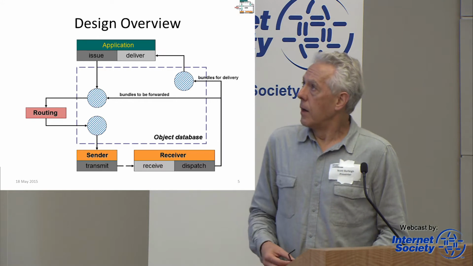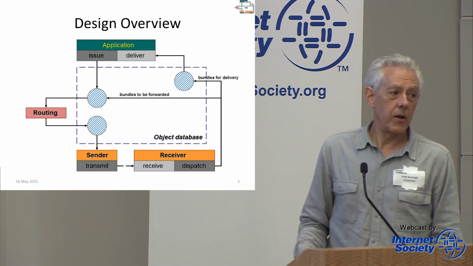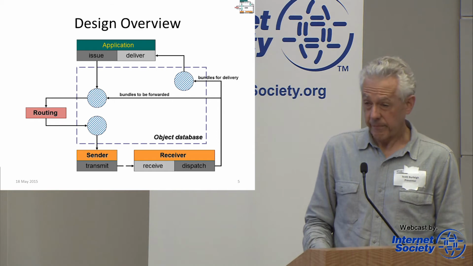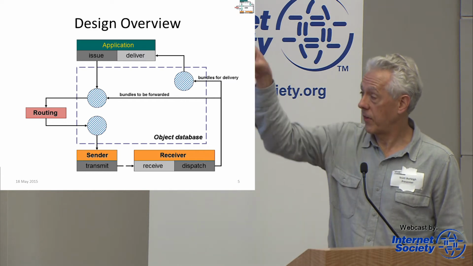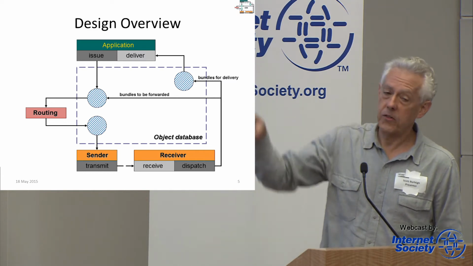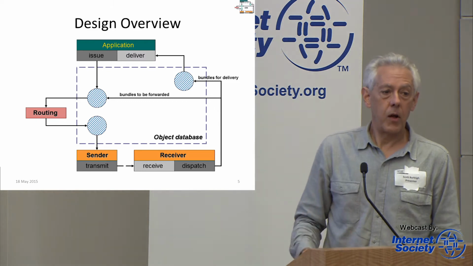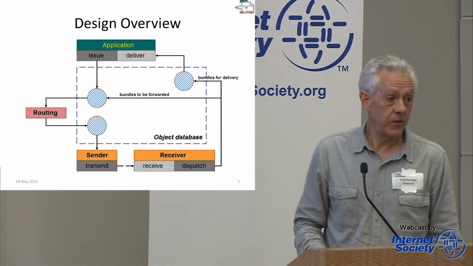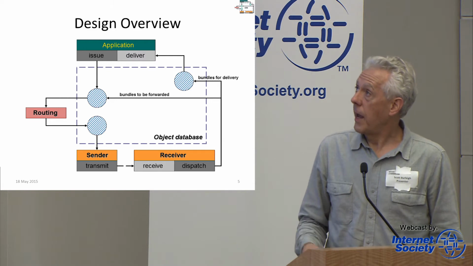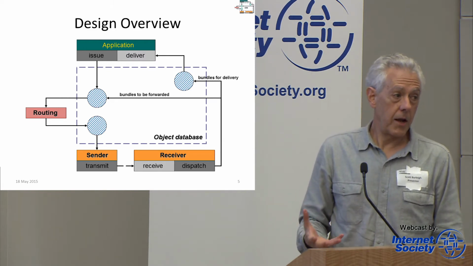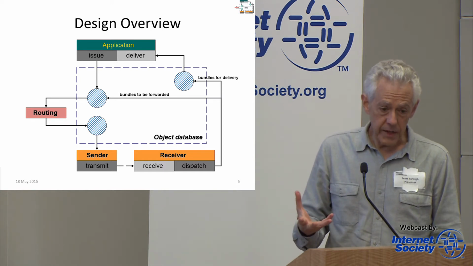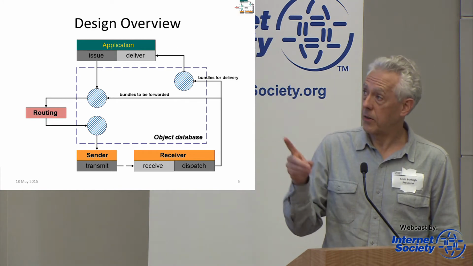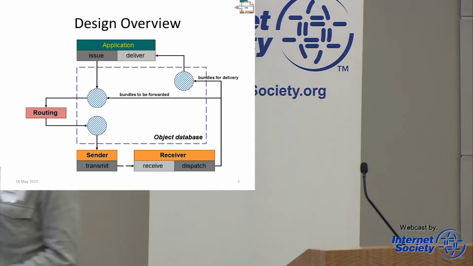Next slide. So this is the design of ION in a nutshell. Really, this is pretty much all that goes on. The object database I referred to before is this thing inside the dotted lines there. Those round things are non-volatile linked lists, queues of bundles. And essentially all that happens in the ION implementation of DTN is that an application issues some data, it gets wrapped in a bundle and placed in this queue of bundles to be forwarded.